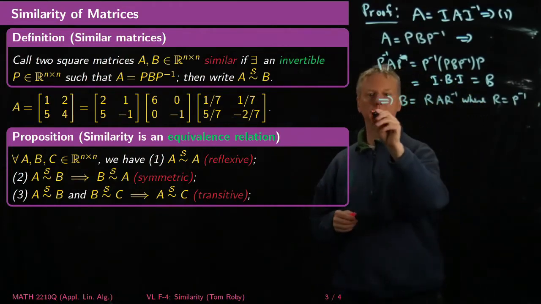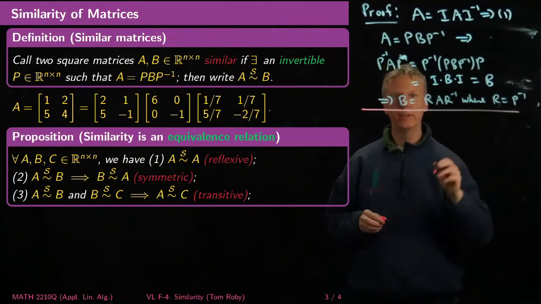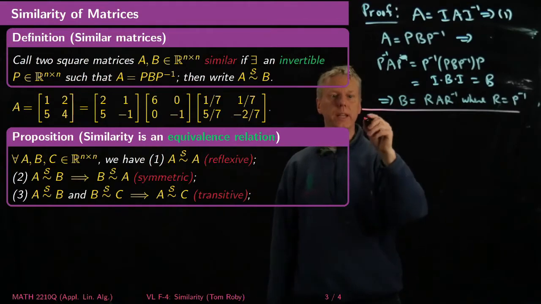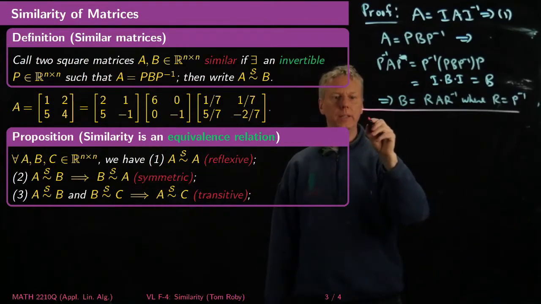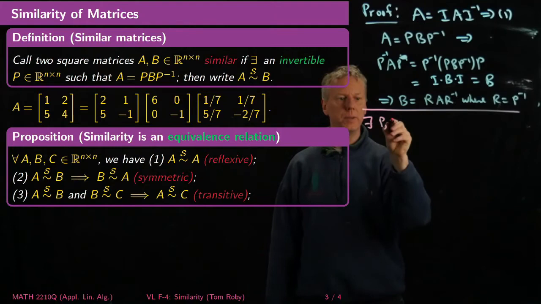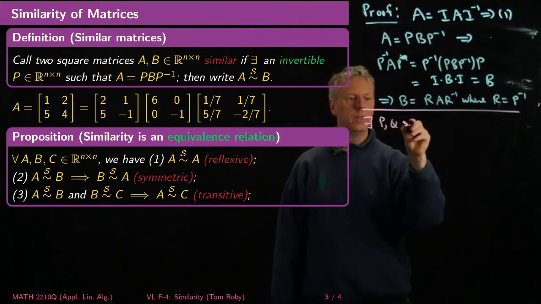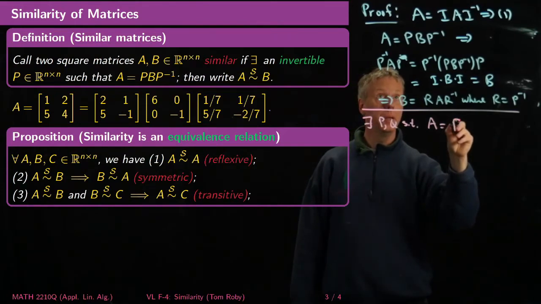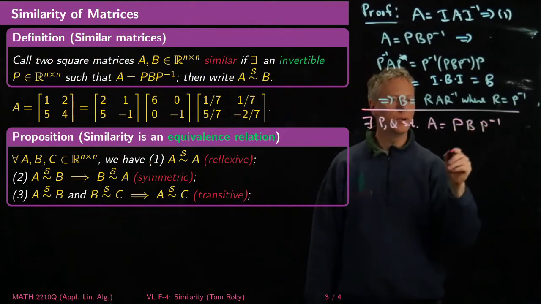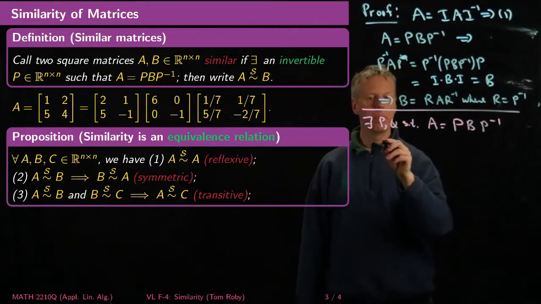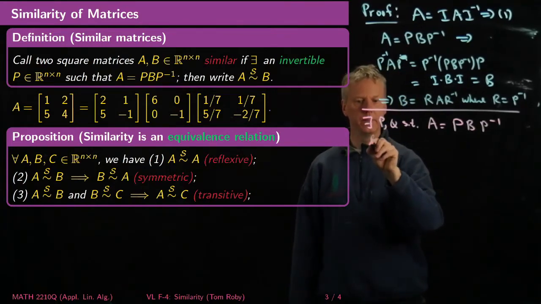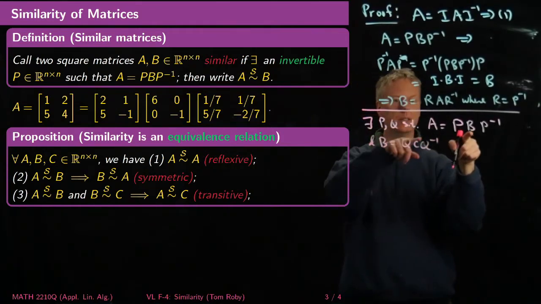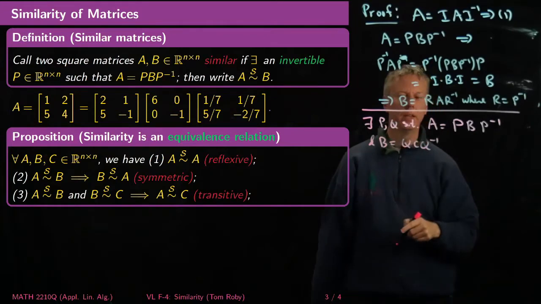And now the transitivity. So for the transitivity, I'm assuming two things. I'm assuming that A is similar to B and B is similar to C. So A is similar to B means that there's going to exist matrices P and Q such that, okay, what can I say? A will be PB P inverse, and B will be QC Q inverse, right? Because A is similar to B and B is similar to C.